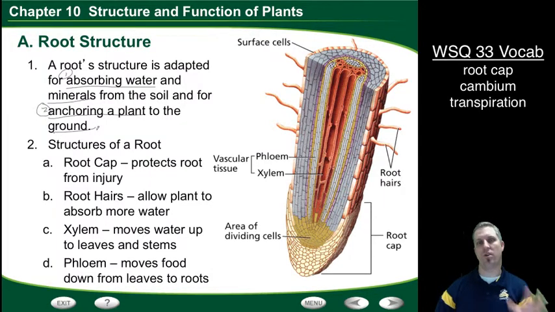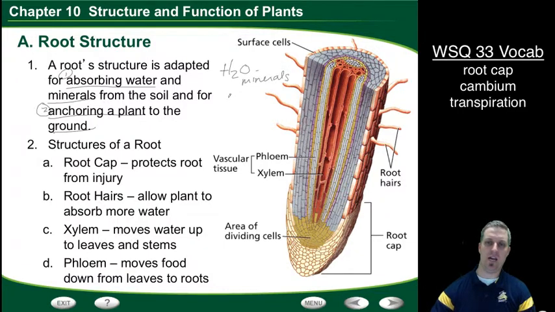So if I asked you what are the two main functions of roots, that's it. Roots are important for grabbing water, H2O, and minerals, getting those from the soil, and for working as an anchor, keeping the plant anchored to the soil. Now, how that happens, we have to understand a little bit of the structure of roots. So let's take a look.